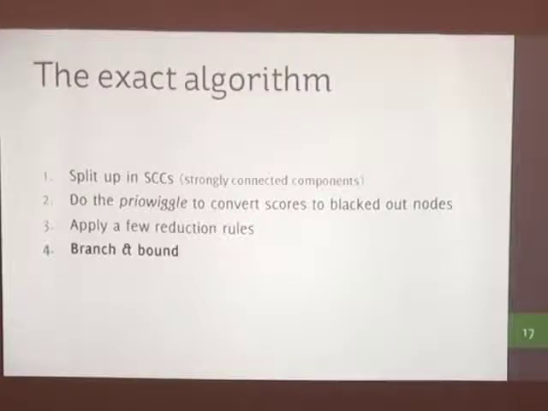But this can get really slow, so we do some smart pre-processing to simplify the graphs as much as we can. What we do is split up into SCCs and do the so-called prior wiggle to convert scores to blackout nodes, and apply a few reduction rules.